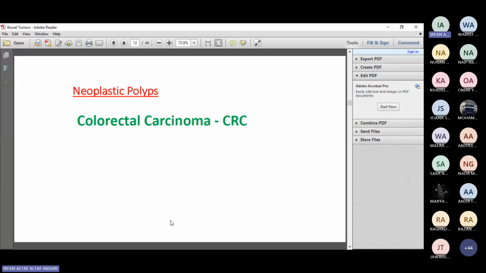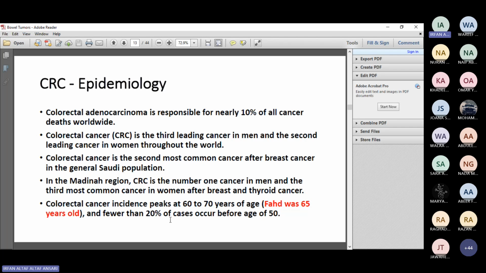Neoplastic polyp, we discussed. Now the colorectal carcinoma, the epidemiology. Colorectal carcinoma is responsible for nearly 10% of all cancer deaths worldwide. It's the third leading cancer in men and the second leading cancer in women throughout the world. Okay. Third leading in men, and second leading in women. Colorectal cancer is the second most common cancer after breast cancer in the general population. Okay. If you look at the general population, forget about sex, the most common cancer in the general population is breast. Second most is the colon.